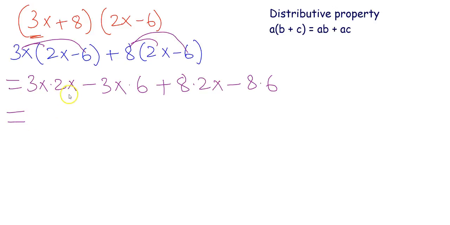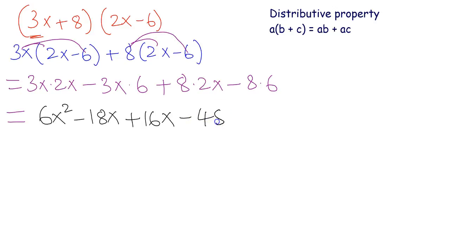Okay, so now multiply 3x times 2x. 3 times 2 is 6. x and x gives you x squared, because x times x is x squared. Minus 3x times 6 gives you 18x. 3 times 6 is 18. And then 8 times 2 with the positive sign is 16x. Minus 8 times 6, 48.